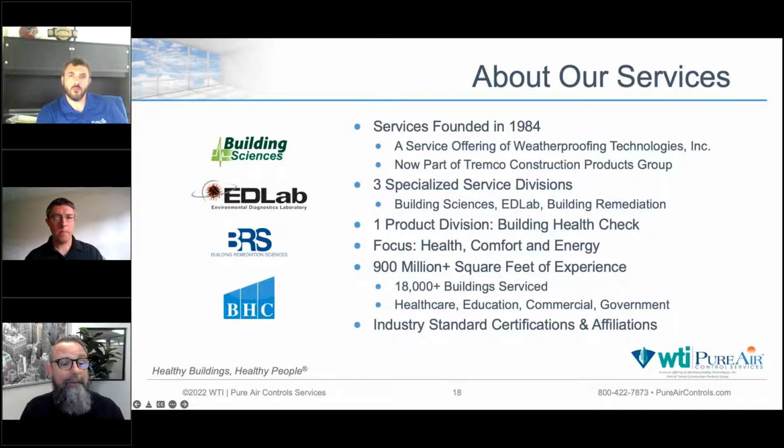And with that, we do have these 3 specialized divisions and 1 product division. Each one of these divisions has a role to play in all of this reporting and testing, and of course, the remedial efforts. That's our building sciences team, our environmental diagnostics laboratory, and our building remediation sciences team. And of course, we have Building Health Check, a product provider of do-it-yourself testing kits, air purification units, and IAQ monitoring devices.